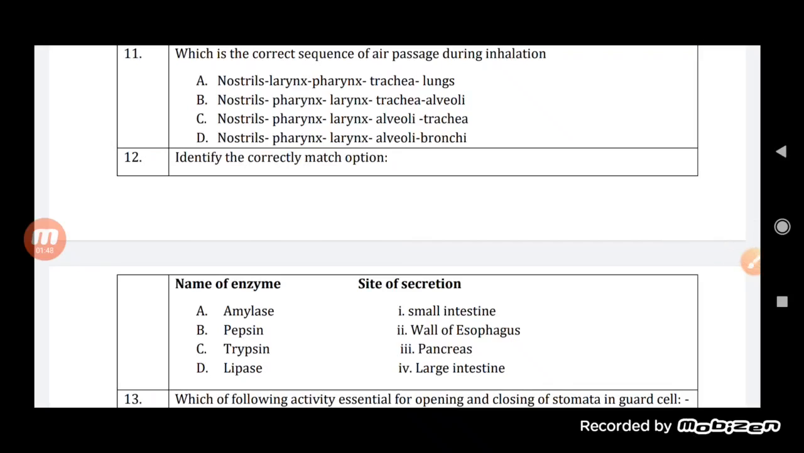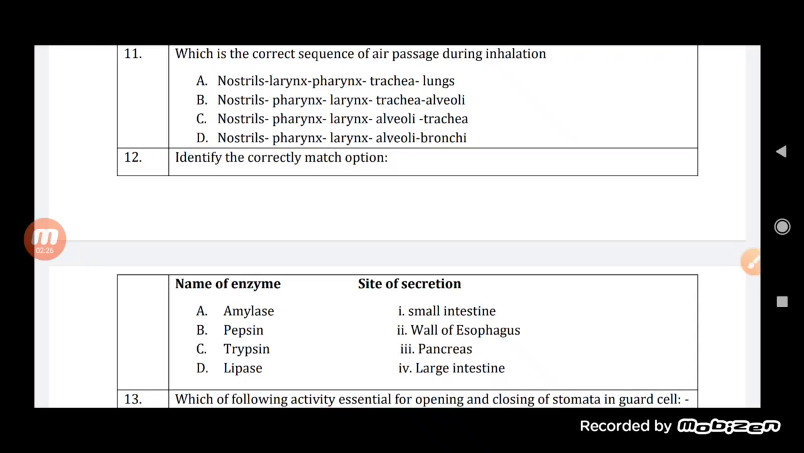Question is, which is the correct sequence of air passage during inhalation? So during inhalation, what is the correct passage through which the air gets inhaled? Nostril, larynx, pharynx, trachea and lungs. Then nostril, pharynx, larynx, trachea, alveoli. Nostril, pharynx, larynx, alveoli, trachea. Nostril, pharynx, larynx, alveoli and bronchi.